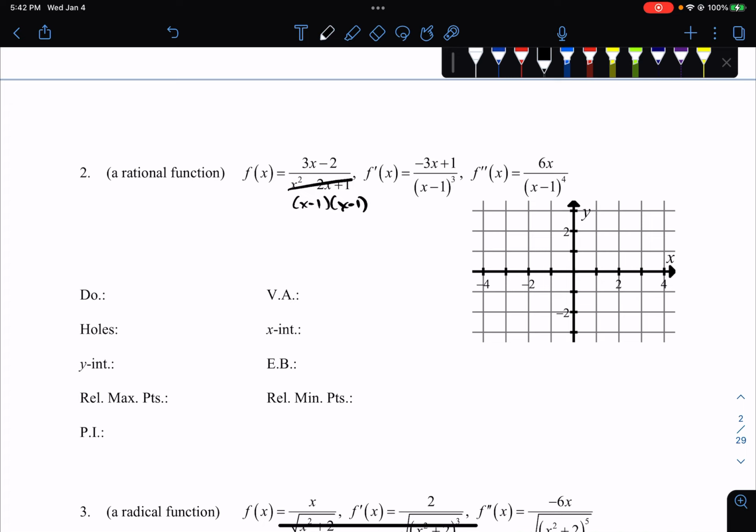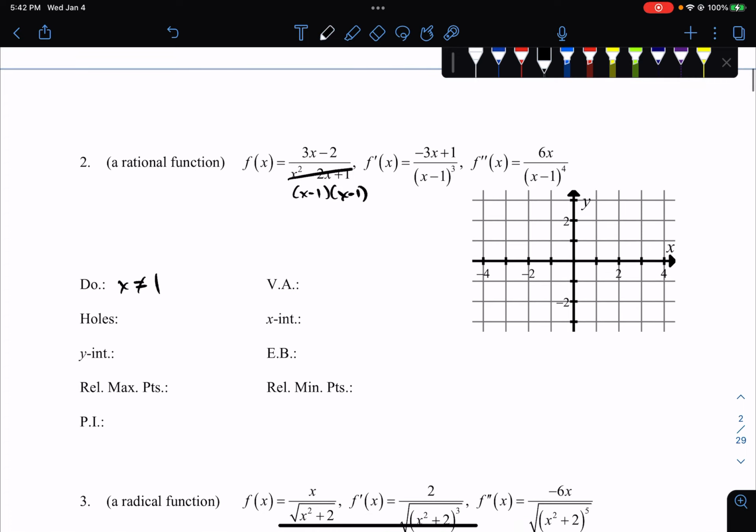X cannot equal 1 in my original function, because that would make my denominator 0, and we can't do that. So x can be anything else, it just can't be 1. Now, even though x squared minus 2x plus 1 factored, it doesn't simplify, nothing cancels, so there are no holes.